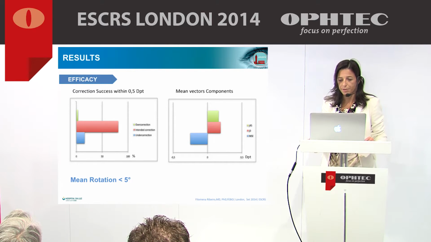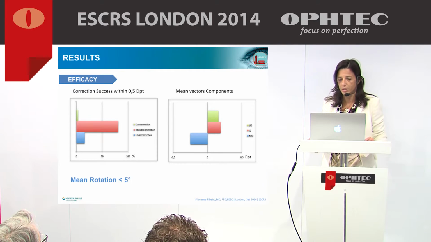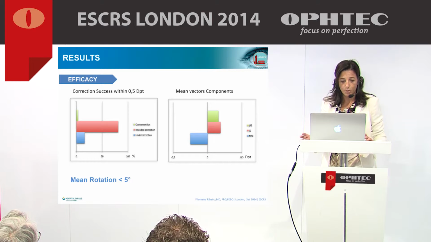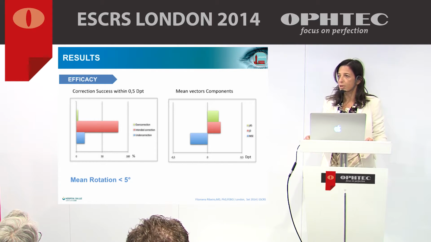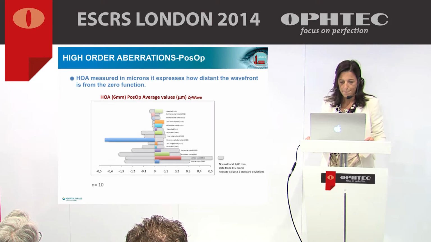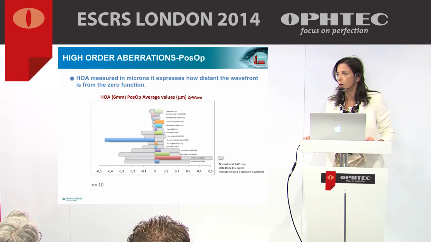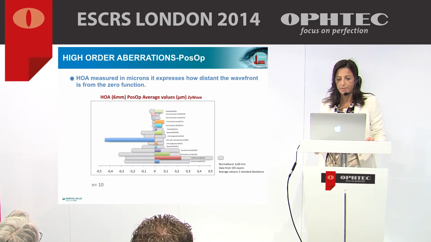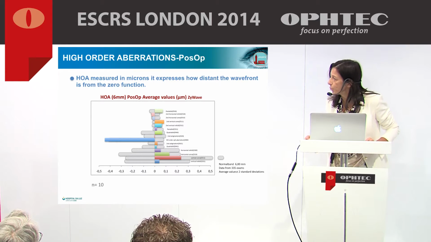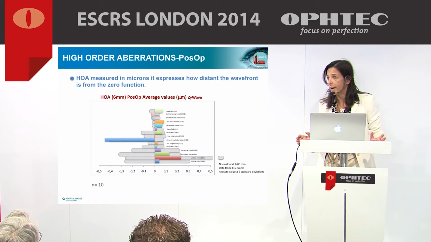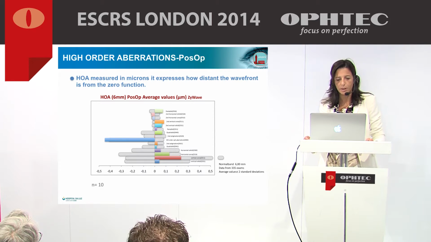For the large majority of cases, we have obtained the intended refraction within half a diopter, as you can see in the graph. The mean vector components are also within less than half a diopter, and the mean rotation was less than 5 degrees. We also evaluated the postoperative high-order aberrations. As you can see, the means for all aberrations are inside the normal band for the general population, except, of course, the spherical aberration, since they are pseudophakic eyes. These results suggest good optical quality of vision after cataract surgery.